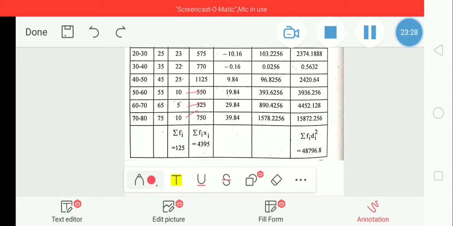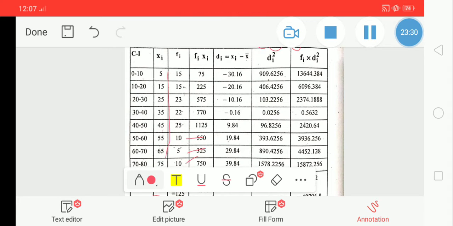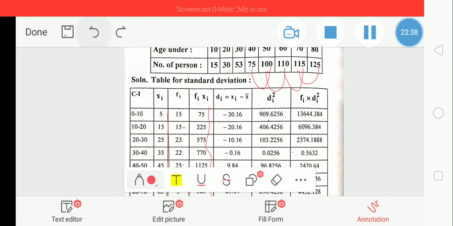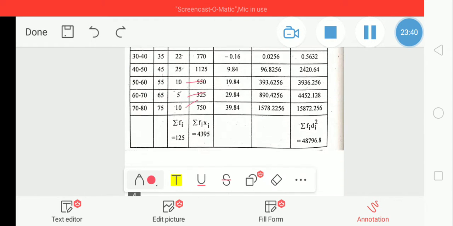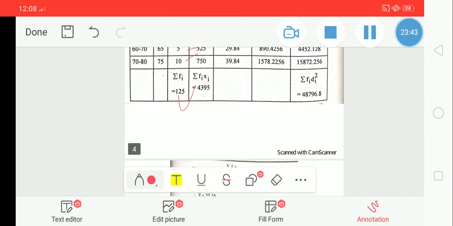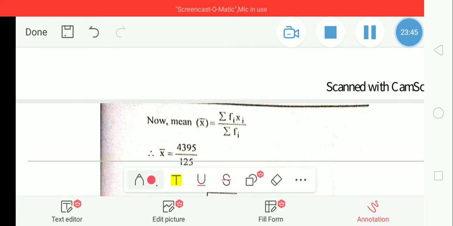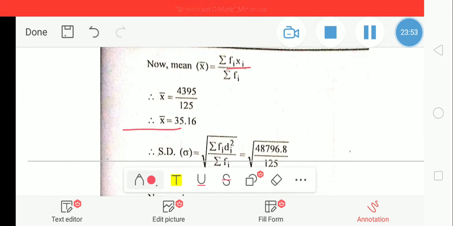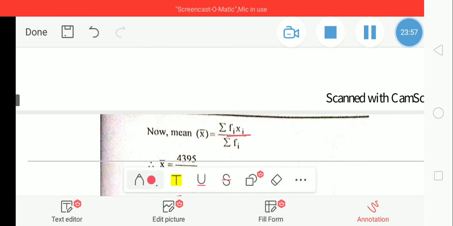Now summation of Fi, that is the 125, all of sum, and here also all of sum, we get summation of Fi Xi, that is 4395. Now using summation of Fi Xi, finding the mean x bar, that is the summation of Fi Xi divided by summation of Fi. So 4395 divided by 125, so they give x bar is equal to 35.16, that is the mean.